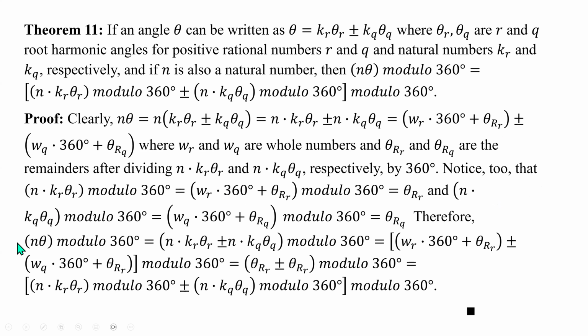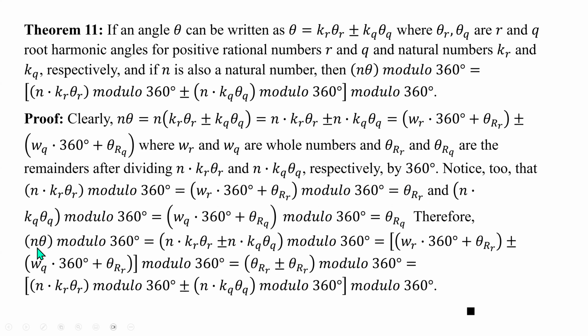And n times k sub q theta sub q modulo 360 degrees will be equal to this expression modulo 360 degrees. And this is all going to reduce to just the remainder term here. And I may have skipped over it up here, but this expression here, modulo 360 degrees, also reduces to just this remainder term.